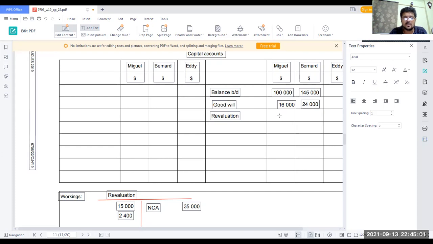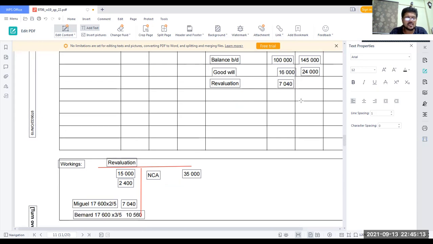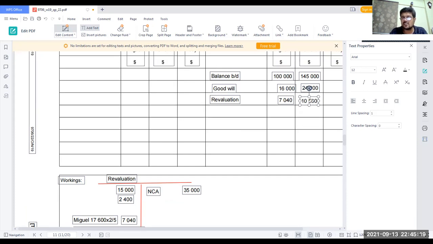Revaluation is going to Miguel 7,040. Yes. 7,040. And this is 10,560. Okay. Now, this is all done. Goodwill and revaluation, everything is finished.